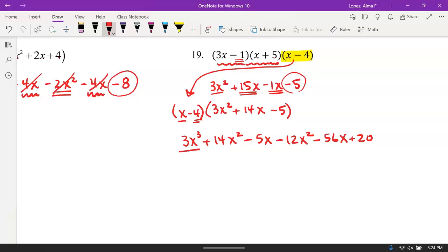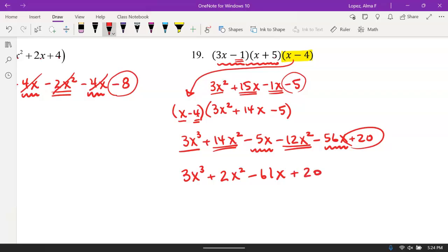So start with the largest exponent term. I've only got one. That's always nice. I've got a couple of squared terms. 14x squared and negative 12x squared are going to add up to 2x squared. I've got an x term here and an x term here. When I add negative 5x and negative 56x, I get negative 61x. And finally, I've got that constant, so I'm going to go ahead and bring it down. There you go.